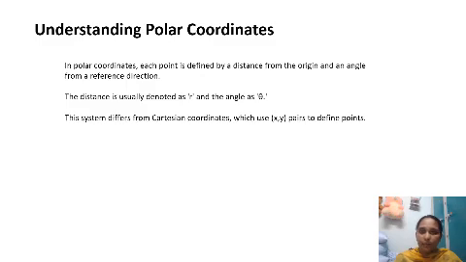And next, understanding polar coordinates. In polar coordinates, each point is defined by a distance from the origin and an angle from a reference direction. This distance is usually denoted as r and the angle theta. This system differs from Cartesian coordinates, which use an x, y pair to define points.